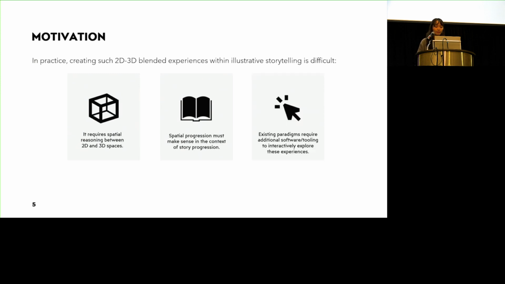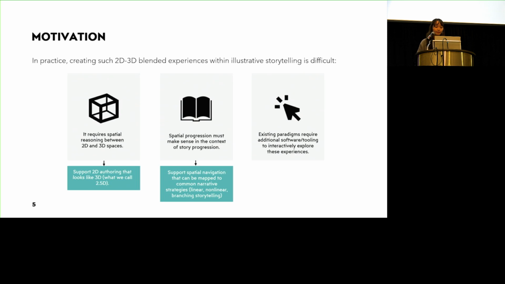And lastly, this is more of an observation of existing tools, but current 2D to 3D kind of stories usually require additional software for the users to fully experience them. And so to remedy these issues, we can create a tool that first remains strictly within the 2D space in terms of authoring, but can still create things that look 3D. In addition, we can also map spatial navigation to narrative strategies that are common in storytelling, as well as embed these multiple interactions within a standalone file.